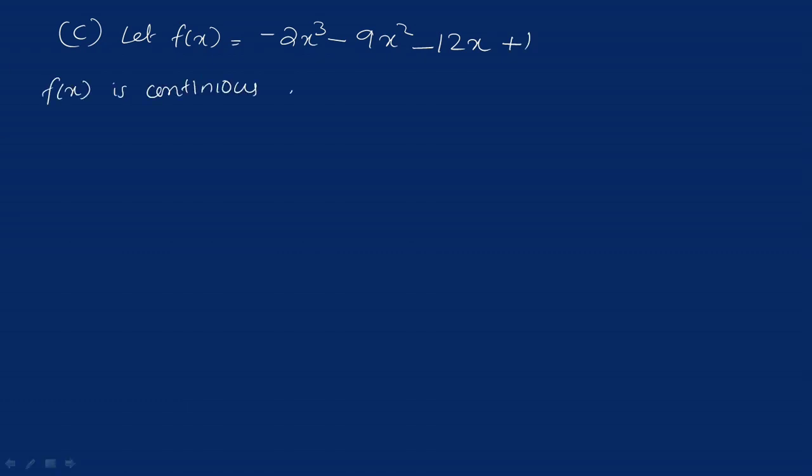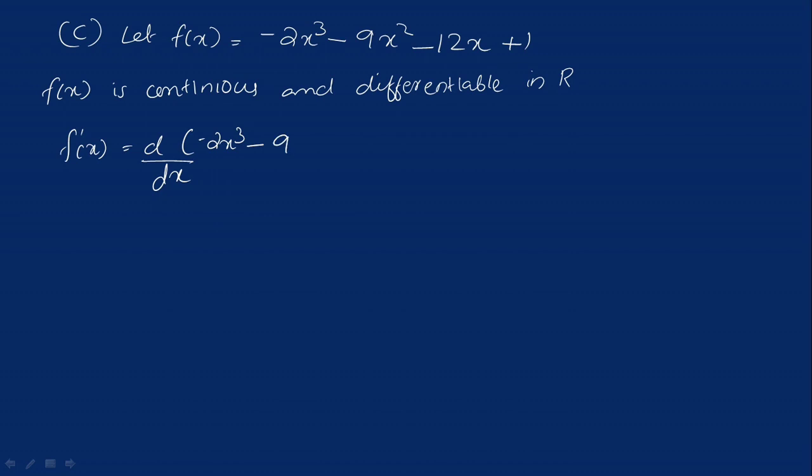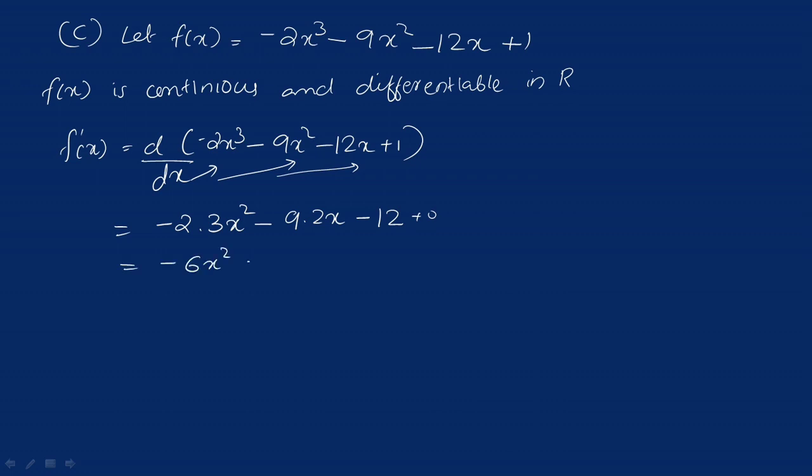C part of the question, that is minus 2x cube minus 9x square minus 12x plus 1. So let us consider f of x is equal to minus 2x cube minus 9x square minus 12x plus 1. So we have f of x is continuous and differentiable in R because f of x is a polynomial function. So f dash of x, that is d by dx of minus 2x cube minus 9x square minus 12x plus 1. D by dx of minus 2x cube, that is minus 2 into 3x square. D by dx of minus 9x square, that is minus 9 into 2x. D by dx of minus 12x, that is minus 12. D by dx of 1, 0. So we have minus 6x square minus 18x minus 12.